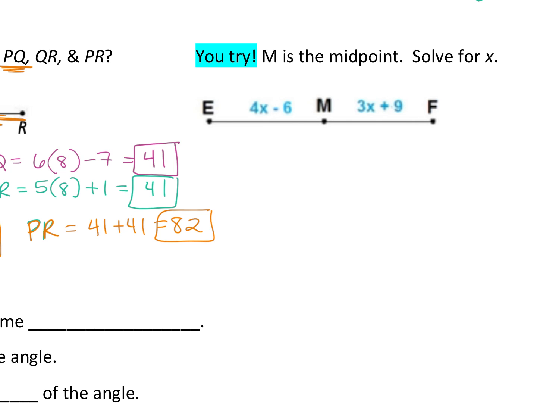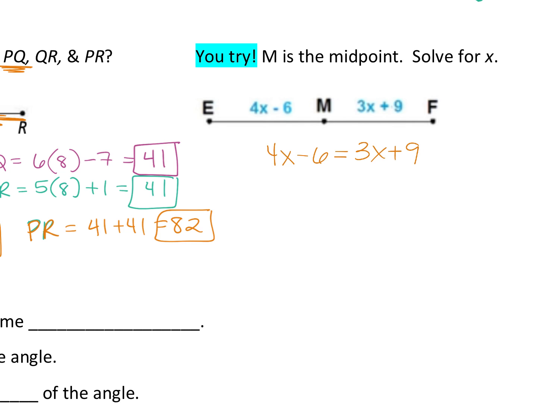I got 15. Did anybody else get 15? Yes? Tell me what you did to get 15. I subtracted 3x. Okay, how'd you set it up? I put 4x minus 6 equals 3x plus 9. Right. Okay, so we set them equal.